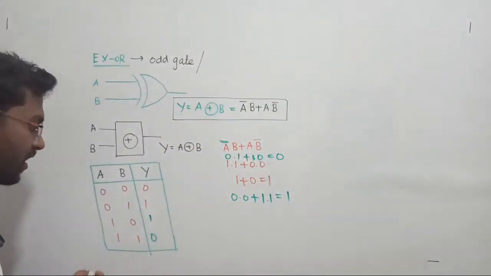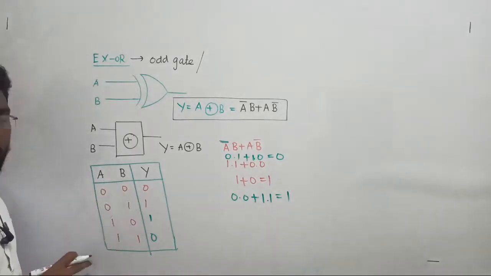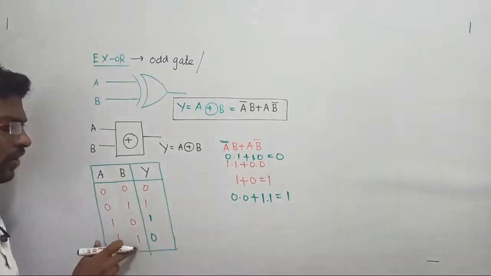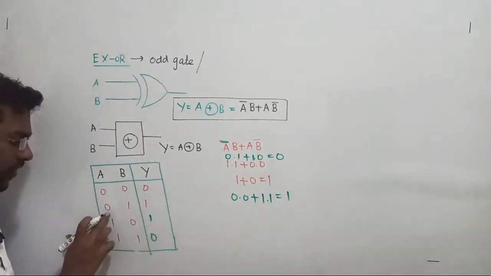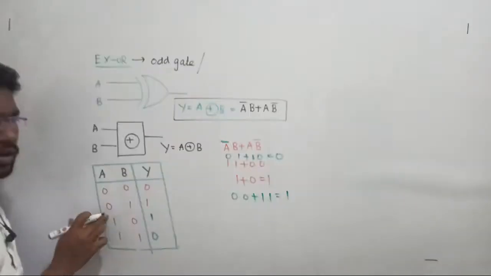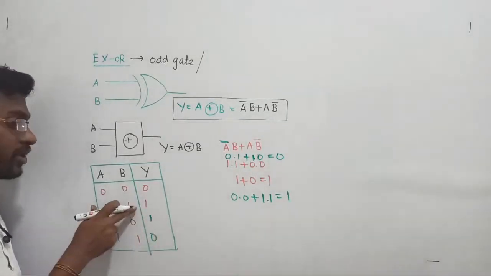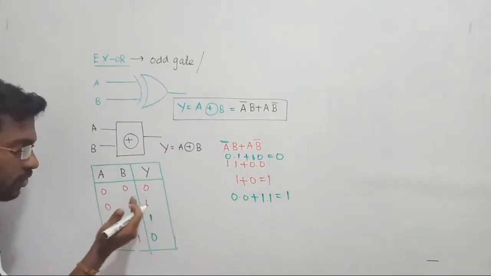And the second thing is, it is also called the inequality gate. Inequality, see there, here we have 2 zeros, here we have 2 ones. For this we are not getting any output. But if I have inequality, A is 1, B is 0, I am getting output. A is 1, B is 0, I am getting output. A is 0, B is 1, I am getting output. Inequality, there are no equal values.